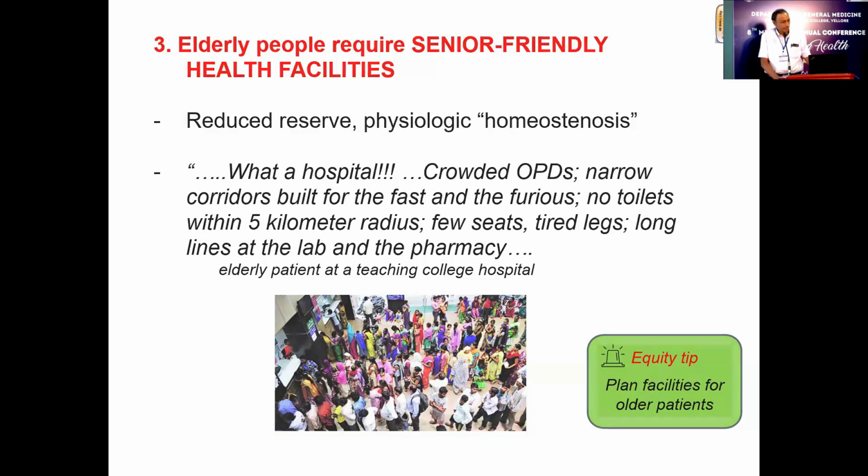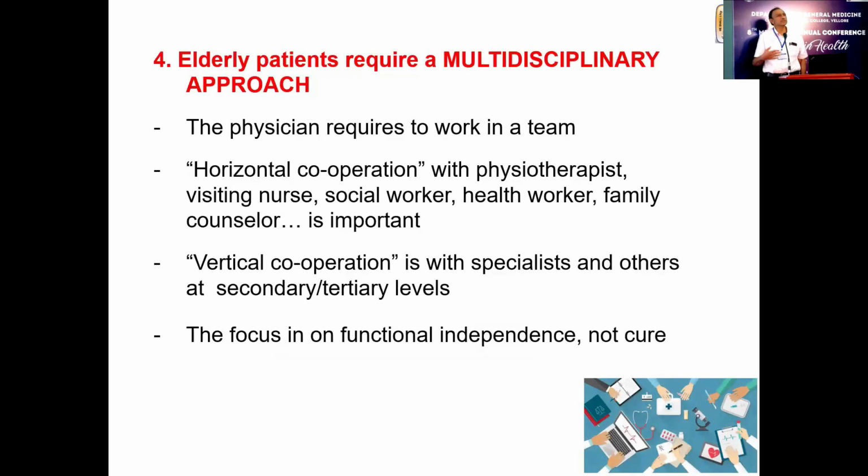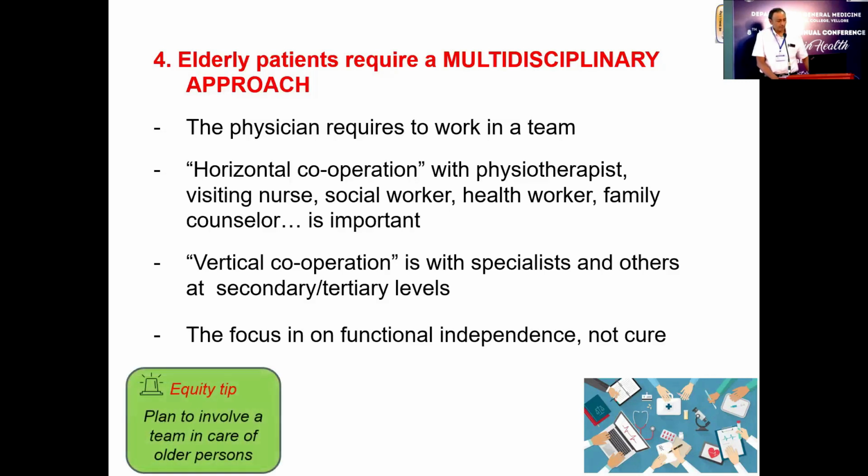Fourth, they need a multidisciplinary approach, because after all, it's not just one problem that an older person has. It is a multidimensional issue most of the time. So we talk about horizontal cooperation with physiotherapist, nurse, social worker, and vertical cooperation with different lines, maybe different specialists of different kinds. And therefore, from an equity point of view, we need to understand that it requires a team to take care of an older person, ideally.